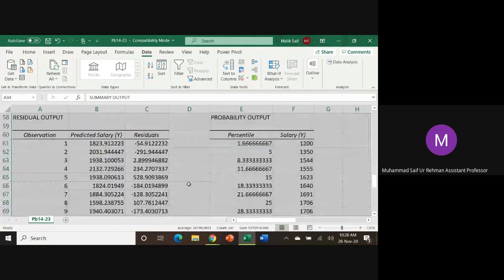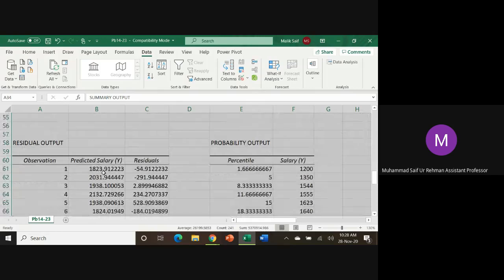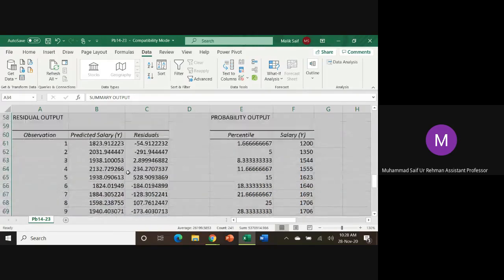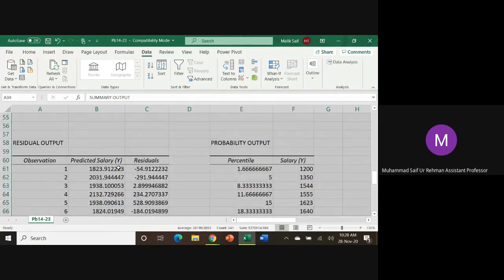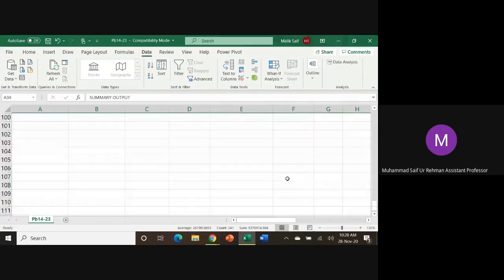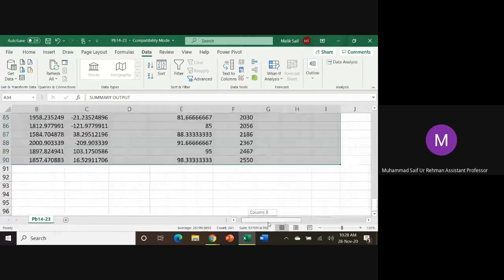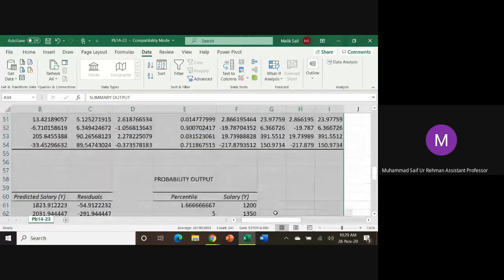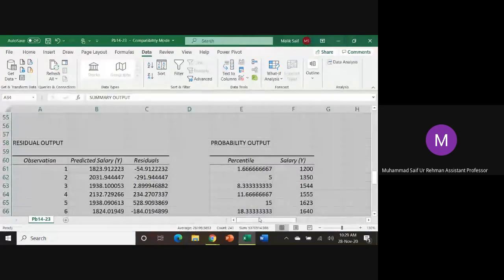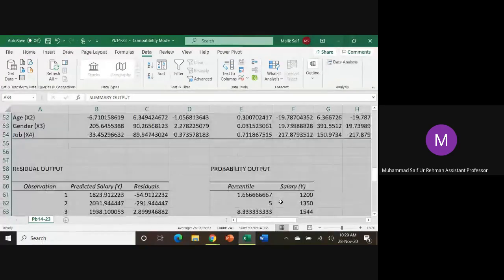Okay, so now if you see, these are the residuals and these are the predicted salaries. I have given the command to Excel to give me these values. So predicted salary y, basically this is the y hat value. And what are these residuals? These are the values against ei. And this is the percentile and salary. And if you move further rightward, yes, these two tables are there. So we will take into account these two tables later on.